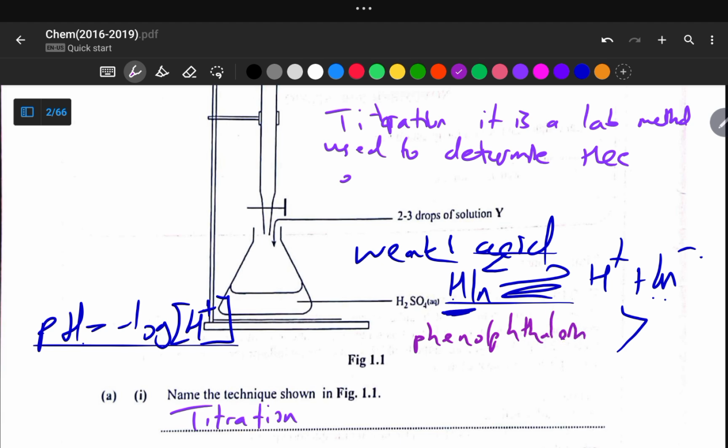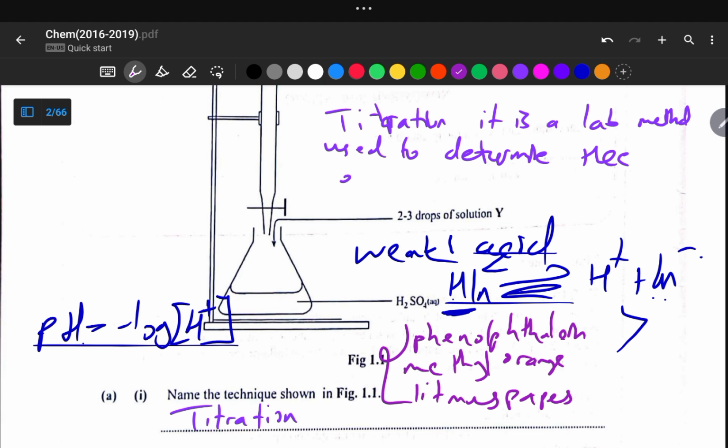And then we have got methyl orange. And then there is methyl red, but it's not necessary for O level. And we have universal indicator. And then we've got the litmus paper. So these are enough for your O level chemistry, right? So you also need to know the colors.